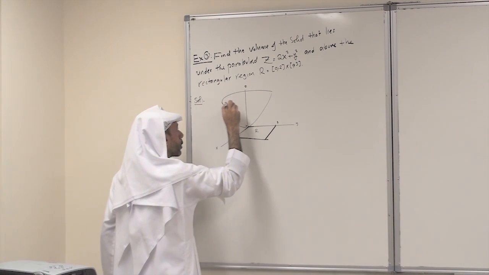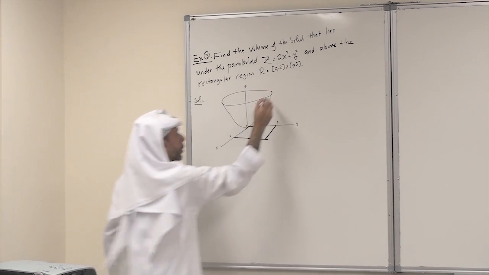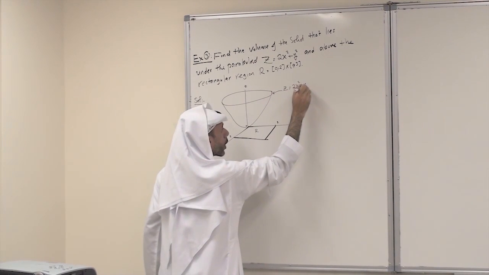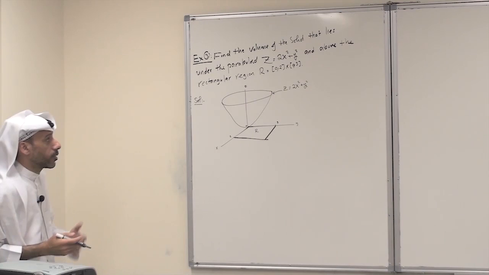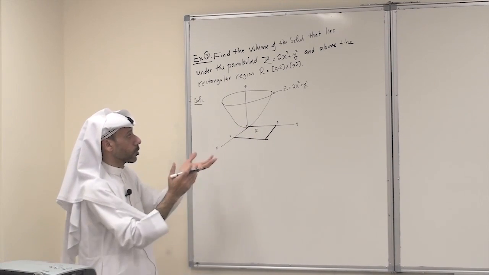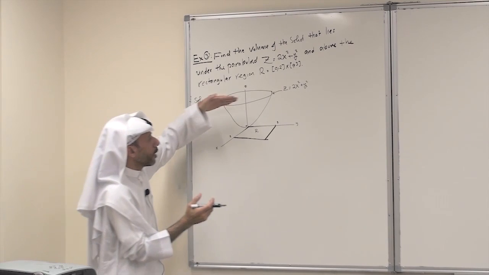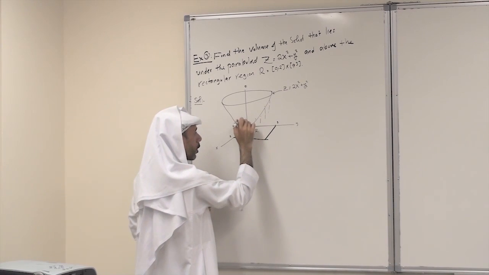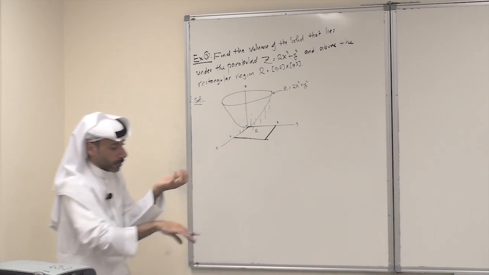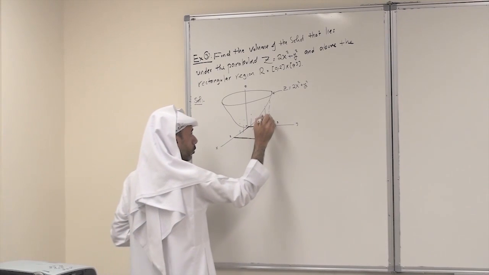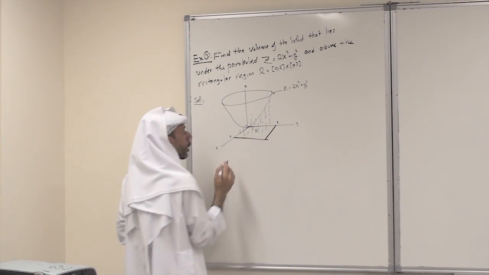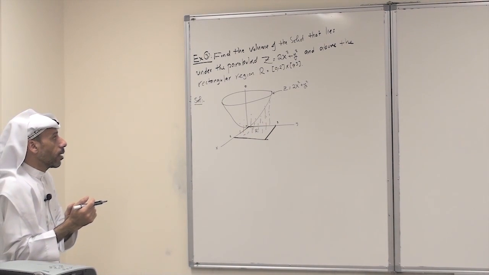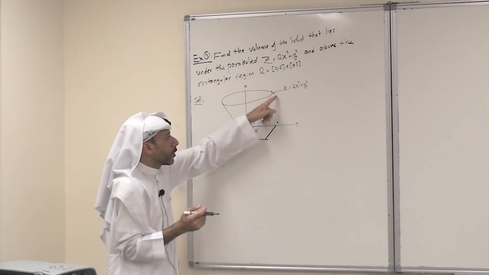So this is the paraboloid, z equals x squared plus y squared. As you can see, the function is positive and continuous. So we need the solid below the surface and above the region. So everything below the paraboloid and above the region. So this is really the solid. The solid just lies in the first octant, a positive and continuous function over a region.